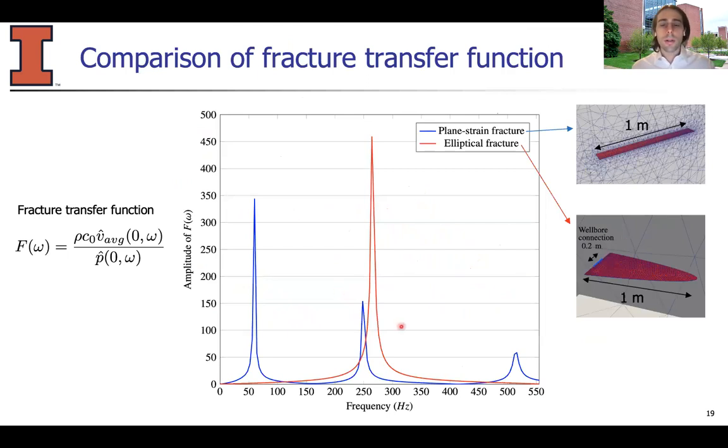Next, the resonant frequencies of this fracture are compared between the plane strain fracture here in blue and the elliptical fracture in red. And these are compared using the fracture transfer function, which is a way to measure the resonance modes of these fractures, and is defined by the Fourier transform of the average velocity at the mouth divided by the Fourier transform of the pressure at the mouth of these fractures. And it can be seen that very different resonant frequencies are obtained. And this is very important information because it can be used to assess the geometry of those fractures.